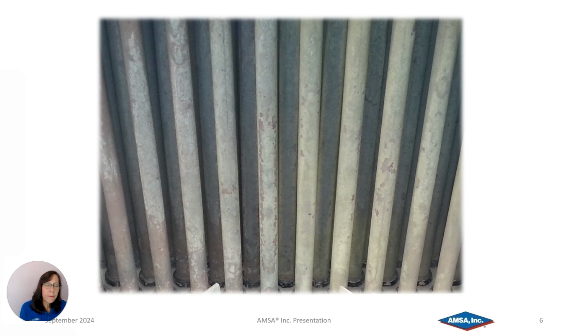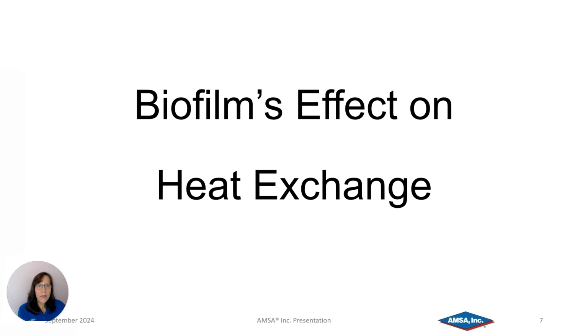Biofilm bacteria forms a substance called EPS, or extracellular polymeric substance. EPS attracts minerals, in particular calcium and magnesium. When these minerals concentrate in a biofilm deposit, it can initiate scaling, and this is especially true in heat exchangers. So let's talk about biofilm's effect on heat exchange.